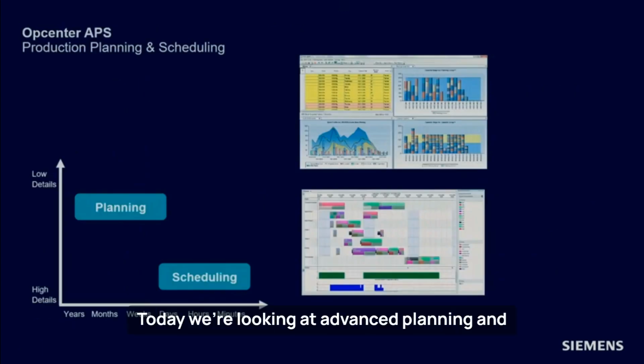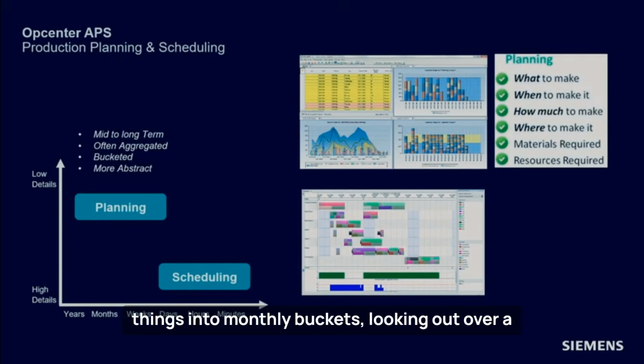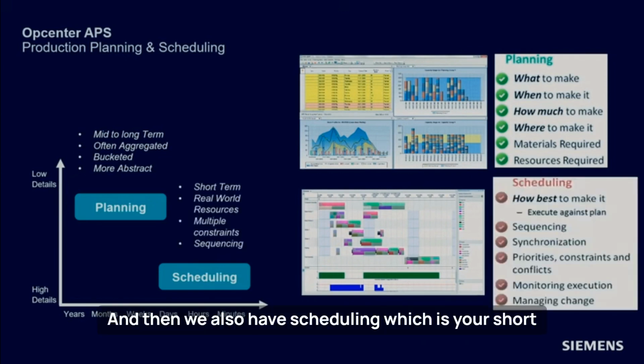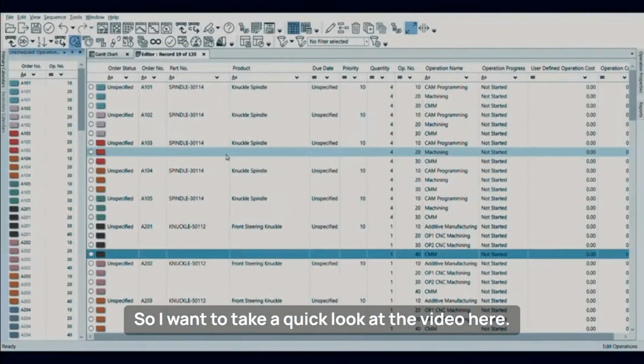Today we're looking at advanced planning and scheduling, which consists of two parts: the advanced planning, which is your long-term, putting things into monthly buckets, looking out over a horizon of a year, 2 years, multiple years down the line. And then we also have scheduling, which is your short-term, down to your days, hours, minutes, sequencing orders against the plan that you created. So I want to take a quick look at the video here.